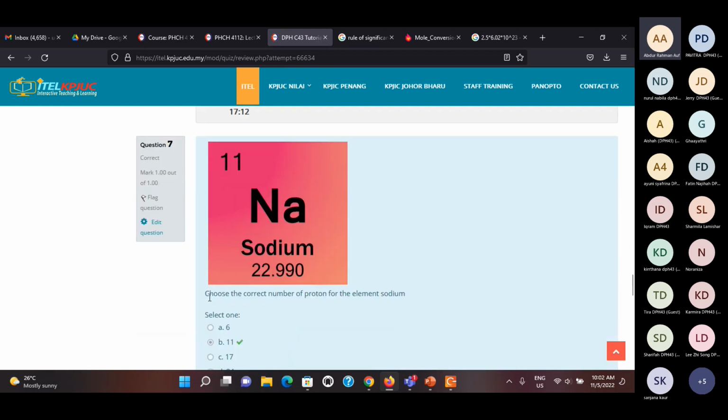Question number 7, we have the symbol of the element sodium. Choose the correct number of proton for the element sodium. So from question number 6 earlier, the one at the top is the atomic number. So atomic number means it shows the number of proton that element has. So basically for sodium here we know it has 11 protons.